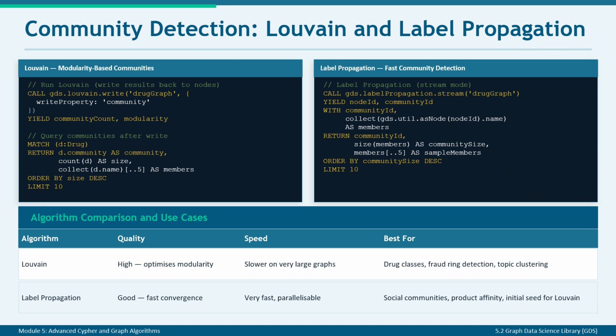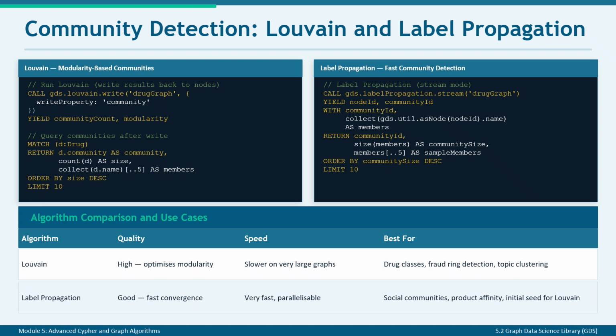Higher is better. The right block shows label propagation using stream mode. Label propagation is faster. Each node starts with its own unique label and iteratively adopts the label most common among its neighbors. It converges quickly, which makes it useful for very large graphs or when you need results in seconds rather than minutes. The comparison table at the bottom summarizes the trade-offs.